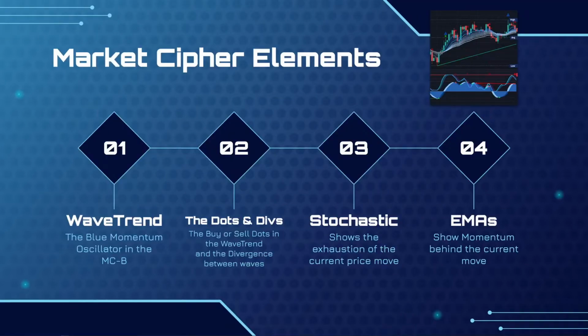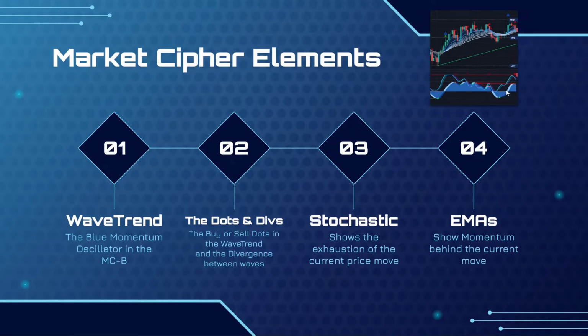So the Market Cipher contains a few different elements. We have the wave trend, which is this thing down the bottom here, in the Market Cipher B, which is a momentum oscillator that crosses and creates dots according to the cross. The zero line is basically in the middle here, and then underneath is considered oversold, and over the top is considered overbought. The dots are these little dots right here, and the divs are these lines that join the dots.